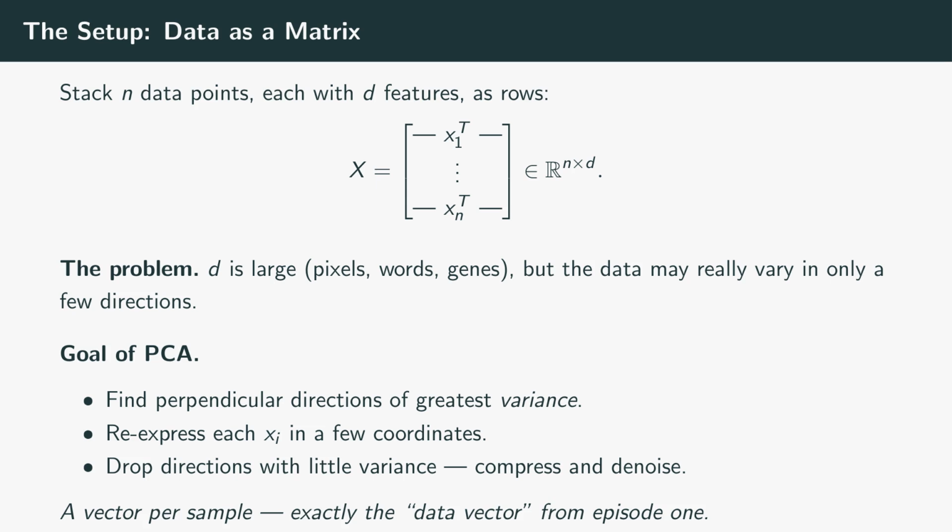The goal of principal component analysis is threefold. Find the perpendicular directions along which the data varies most. Re-express each sample using just a few coordinates along those directions, and discard the directions with almost no variation, which both compresses the data and strips away noise. PCA is, in one phrase, finding the directions the data actually lives along.